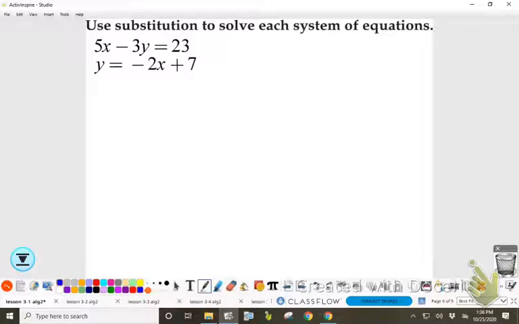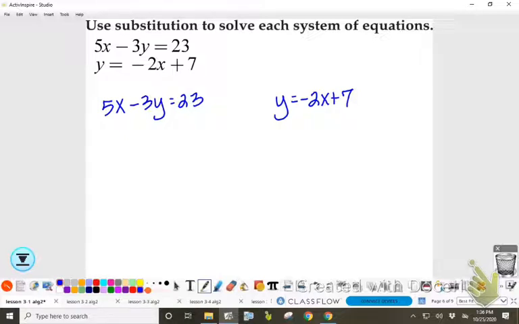So again, I want you to use the substitution method. What I do, you do not have to do this, is I put them beside each other, and you'll see why in a second. So I just rewrite them beside each other.